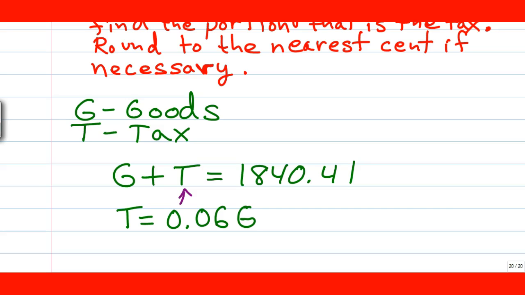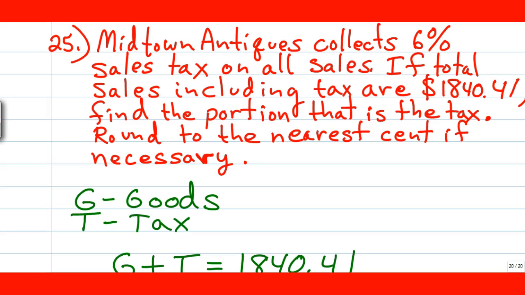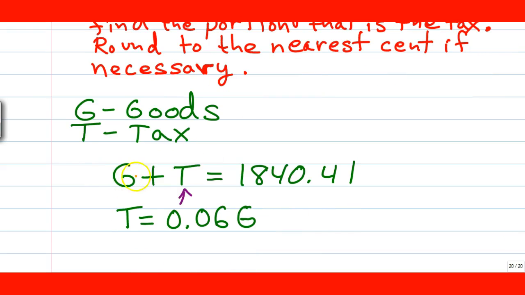Well, the first thing I want to do, however, is give each of the two items I'm trying to solve for a variable. So I'm going to give the goods the letter G, and I'm going to use a T to represent tax. Well, according to the instruction, or what we read up here, the goods plus the tax equaled $1,840.41. So goods plus tax equaled $1,840.41. So there's one formula.